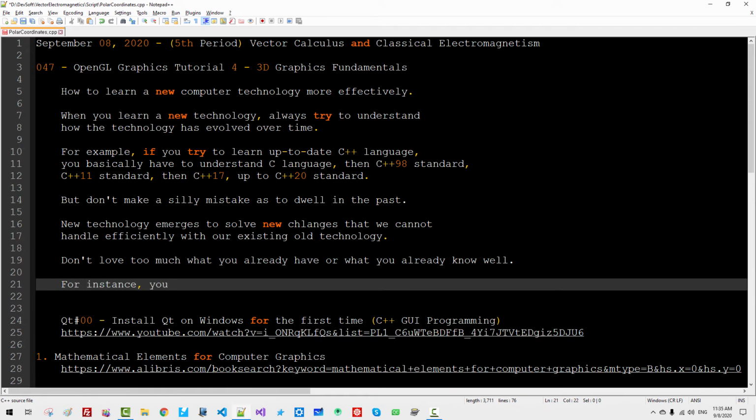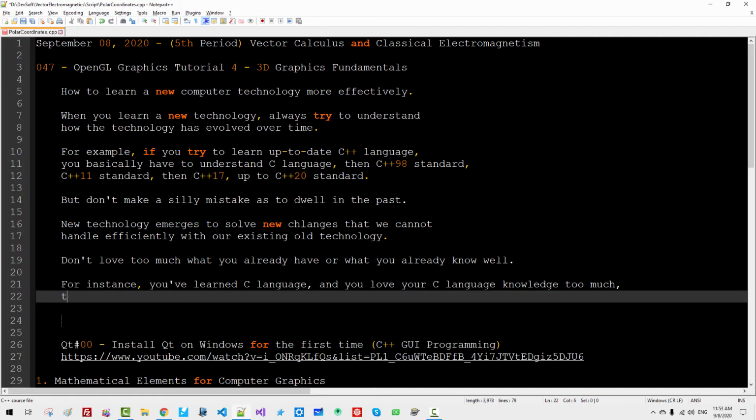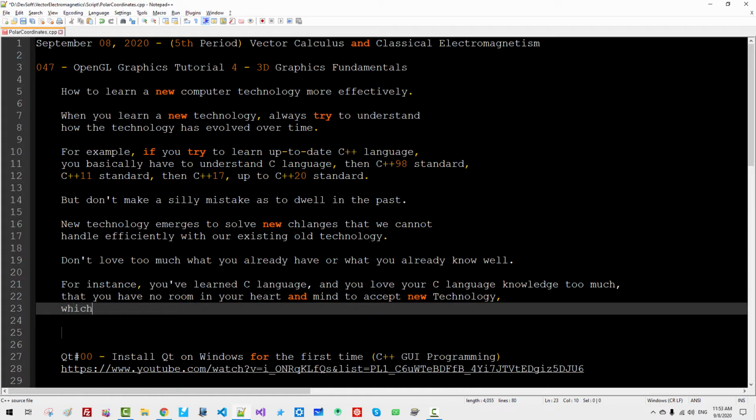For instance, you've learned C language and you love your C language knowledge too much that you have no room in your heart and mind to accept new technology, which is to solve both old and new challenges more efficiently and effectively.